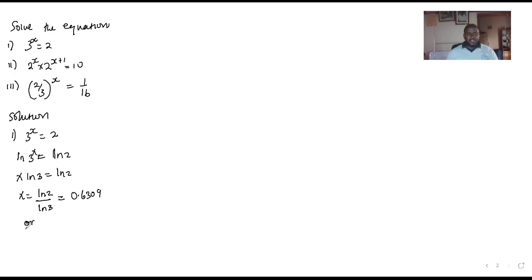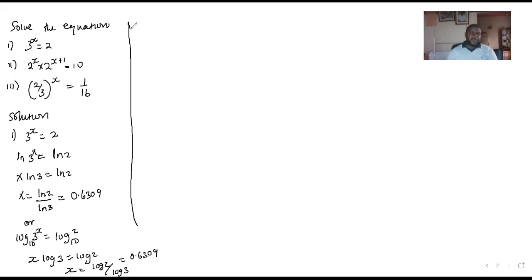Or someone could have used this one. Me, I'm very comfortable with the common log. Log to base 10 of 3 power x is equal to log to base 10 of 2. x log of 3 is equal to log of 2. You see that x is equal to log of 2 divided by log of 3. It's the same answer. Confirm with the calc. So there is no harm in using natural log or using the common log.